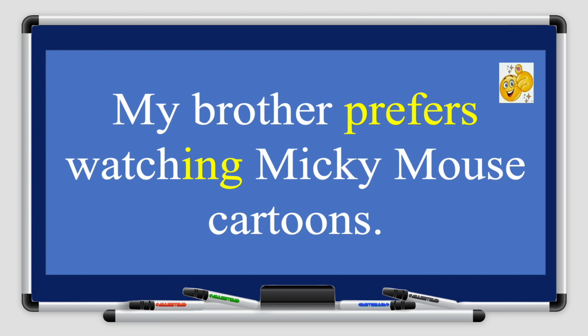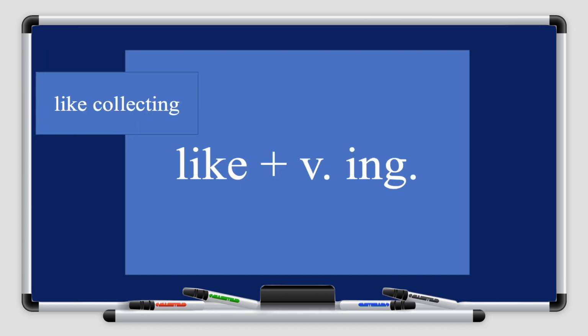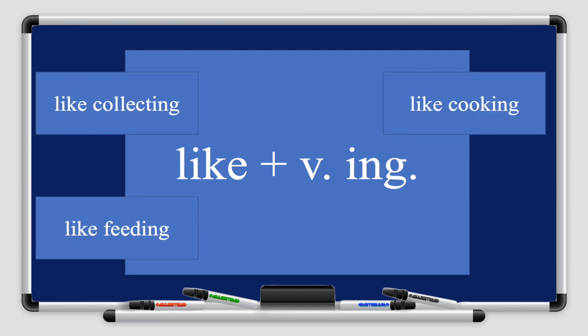Now, when we see like or prefer, we add ing to the verb. So I prefer watching. I like watching. I like collecting. I like feeding. I like cooking. I like showing. All of these verbs, what we did is we added ing and we changed it into a noun.